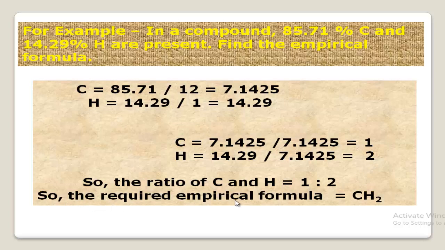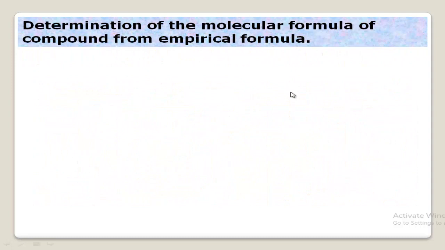Now, the third rule was there. We have to write the integers on the right side of the respective element. So here, the ratio of carbon is 1 and hydrogen is 2, so we will write 2 for hydrogen and we will not write anything for carbon. So the empirical formula of this compound is CH2. In this way, we will determine the empirical formula from the percentage composition of the constituent elements of a compound.